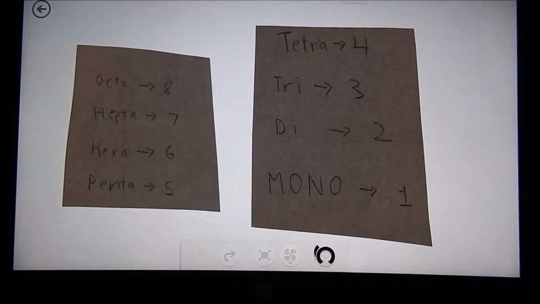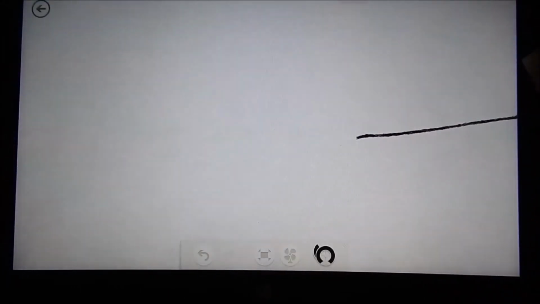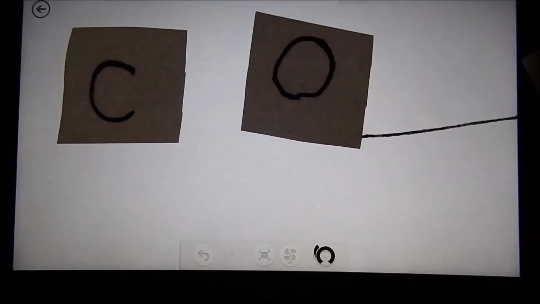For the second element, the prefix is used at all times, even when there is only one atom of the second element. For example, carbon monoxide is not called monocarbon monoxide.